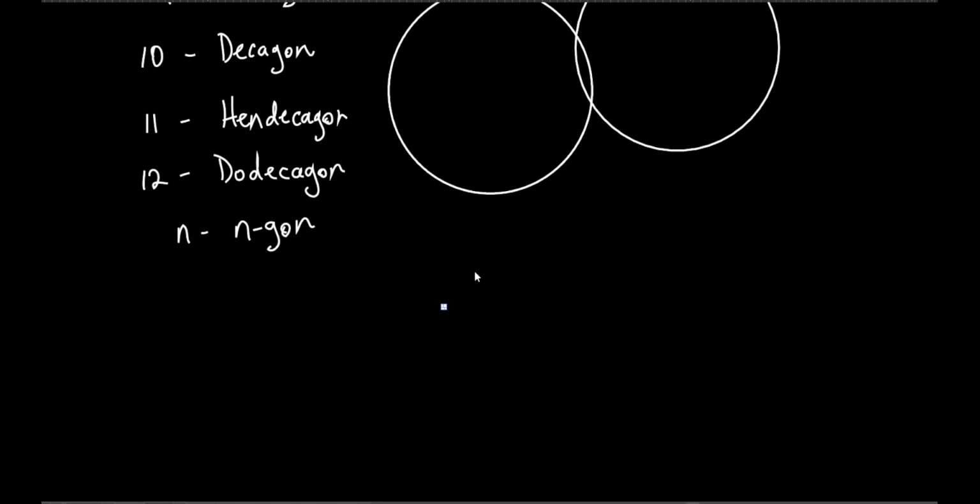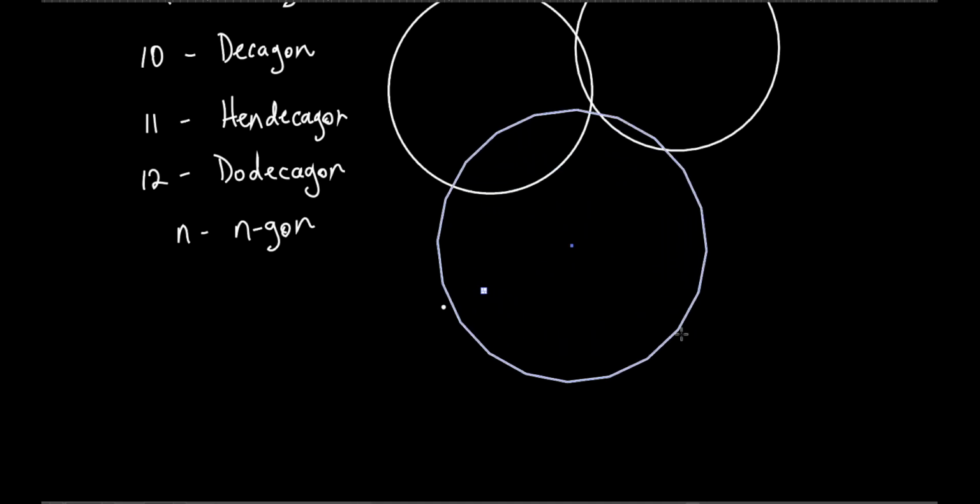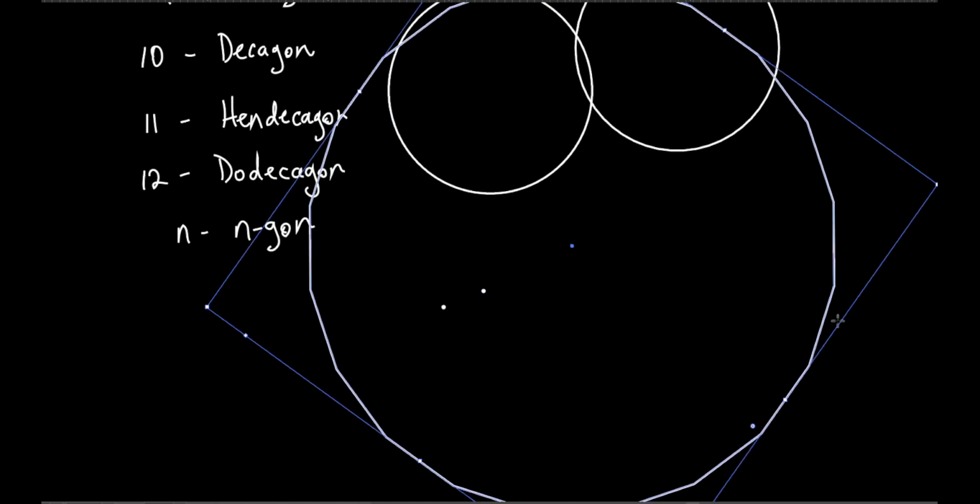What do we want? 20? Let's see what 20 looks like. There we go. See, now you start seeing the straight edges to it.